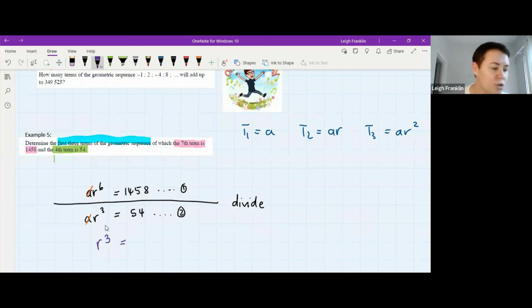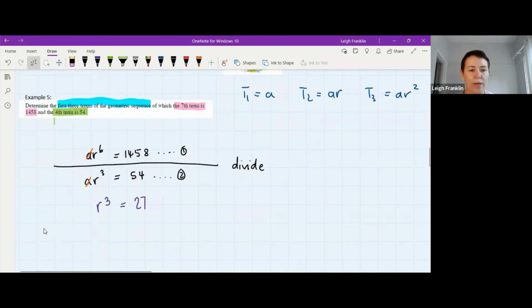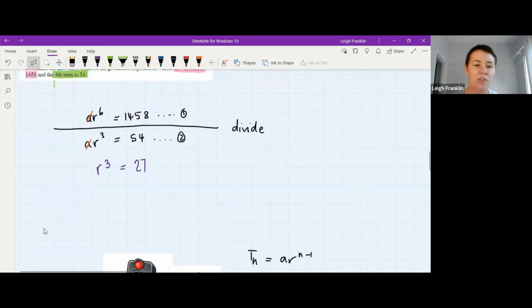Okay, and now we've got to do the same thing with the numbers. We've got to say 1458 divided by 54. That leaves us with 27. Okay, so now we're solving for the base rather than for the exponent. All right, so what we need to do now is write 27 as a power of 3.